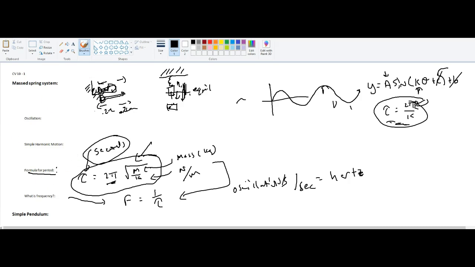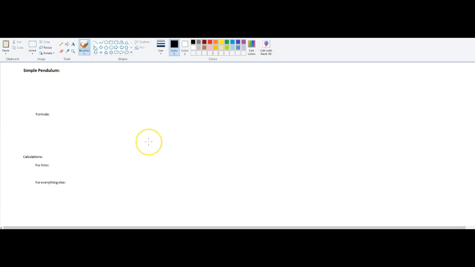Our second version of a simple harmonic motion comes from the simple pendulum. Okay, simple pendulum is something you should be familiar with. It's you take a string, you put a mass on the end of it, and you let it rock back and forth. So as a thing is rocking back and forth, as you should be well aware, the period is going to be the same. How do you know that?